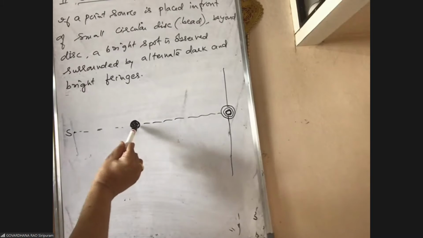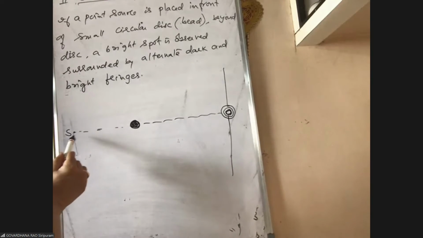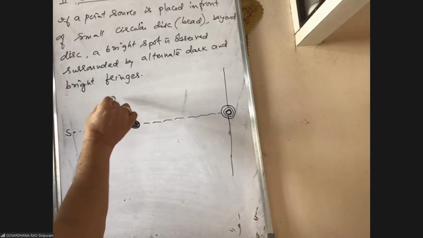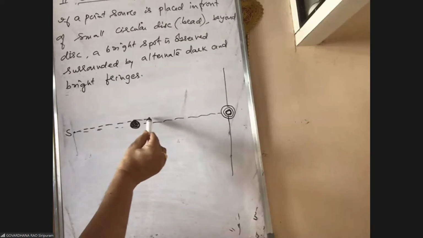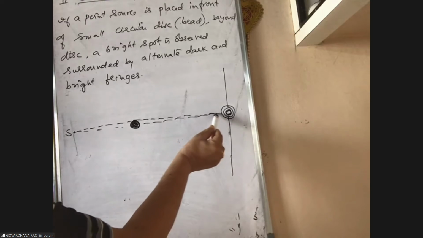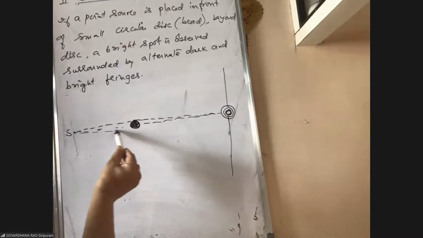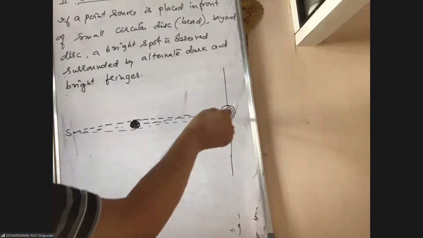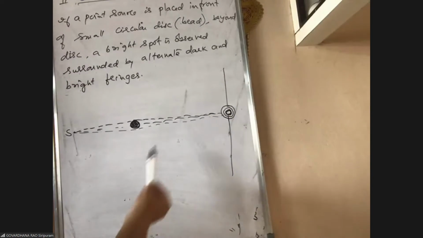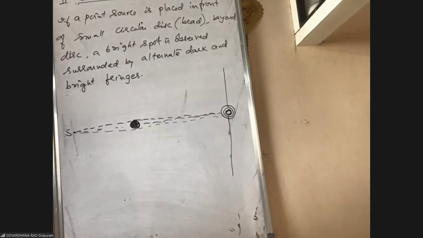So, exactly opposite this, you are placing a point source, and light falls on this. Light getting actually diffracted and forms a bright spot. Like this. Alternate dark and bright fringes you will observe. This is practical observation.